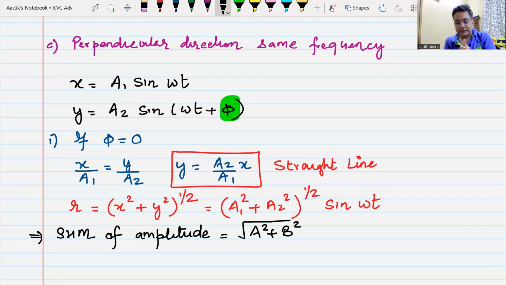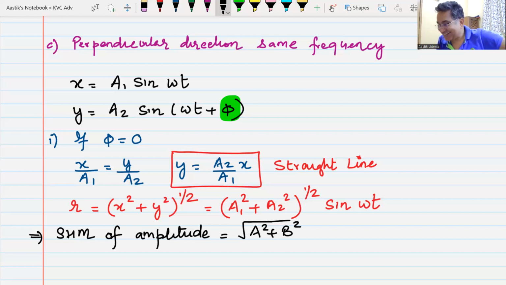Its projection on the x-axis is a SHM. Its projection on the y-axis is also SHM, and they are having the same frequency. The resultant is also SHM, and they are having the same phase. The resultant is a straight line motion. Do we understand this?